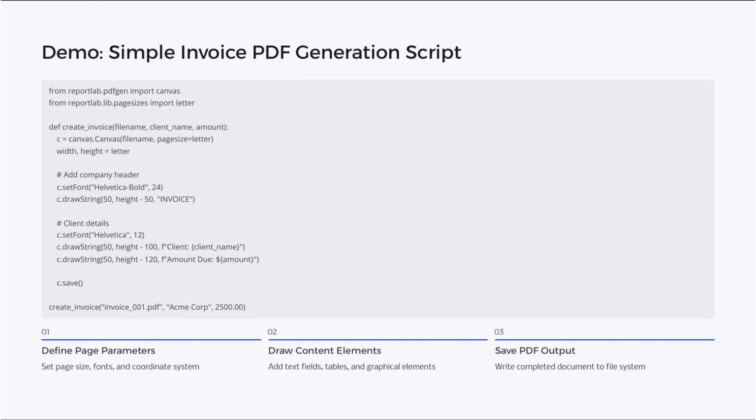Using ReportLab, define page parameters by setting the page size to letter and choosing fonts like Helvetica Bold for headers. Draw content elements such as client details and amounts due. Finally, save the PDF output to the file system, ensuring a professional and automated invoice generation process.